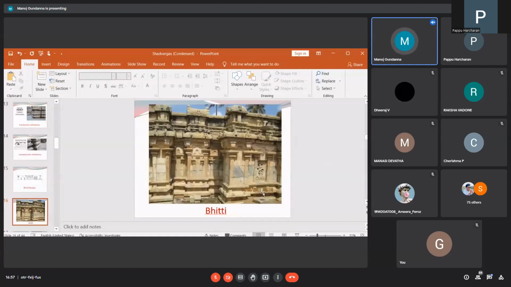You can find a Jalavatayana here. You have Bhittipadas here. You have Torana here. These are all the decorative parts of a Bhitti.